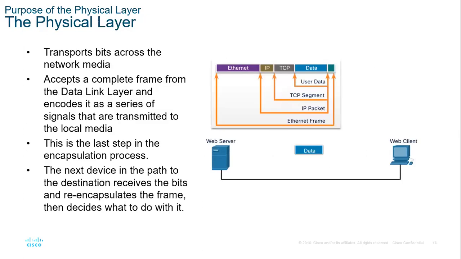So, the purpose of the physical layer. What is the purpose of the physical layer? It transports bits across the network media. It accepts a complete frame from the data link layer and encodes it as a series of signals that are transmitted onto the local media. This is the last step in the encapsulation process. The next device in the path to the destination receives the bits and re-encapsulates the frame, then decides what to do with it.